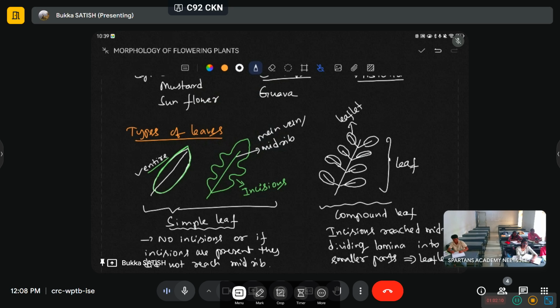Is this concept clear, everyone? Right. So draw it and write this explanation. Simple leaves and compound leaves. In a simple leaf, the lamina will be either entire or incised, but the incisions did not reach the midrib. But in a compound leaf, incisions reach the midrib.